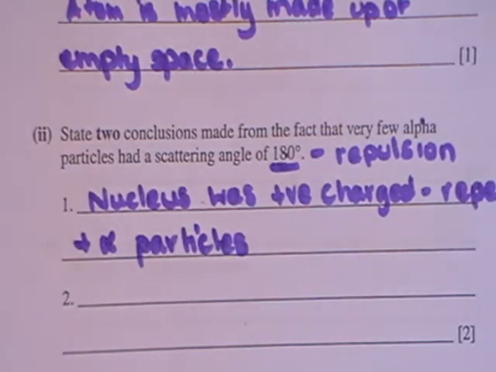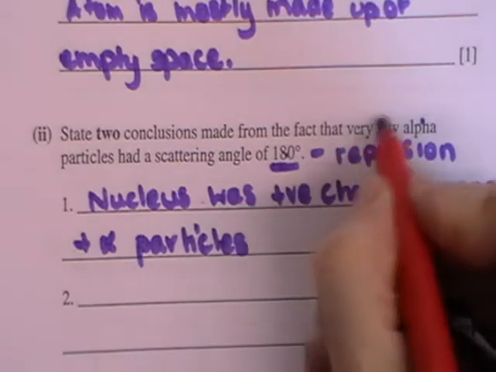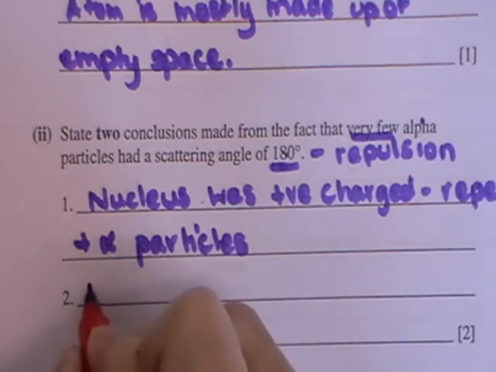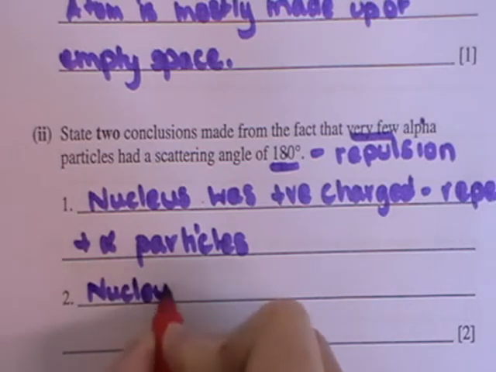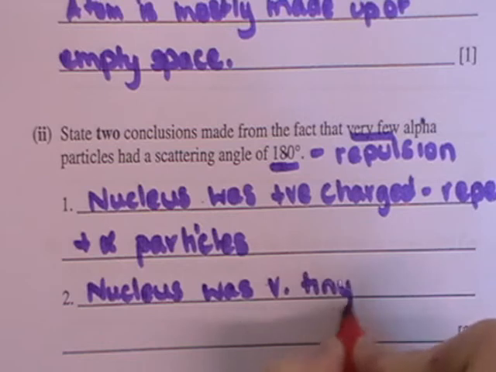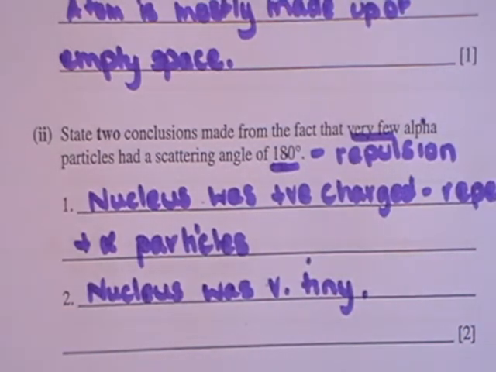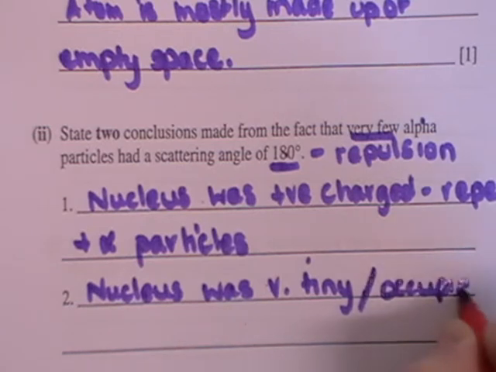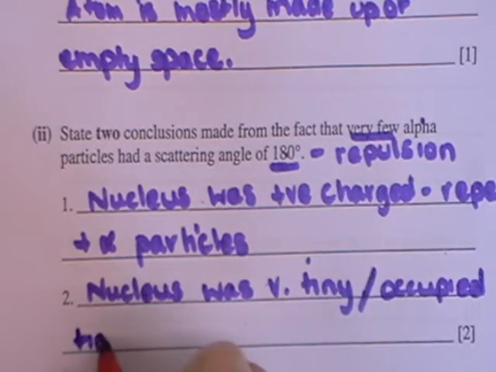The second thing is the fact that very few of them were repelled, and that means that, again, the nucleus was really tiny. Or very small, or only occupied a tiny proportion of the space.